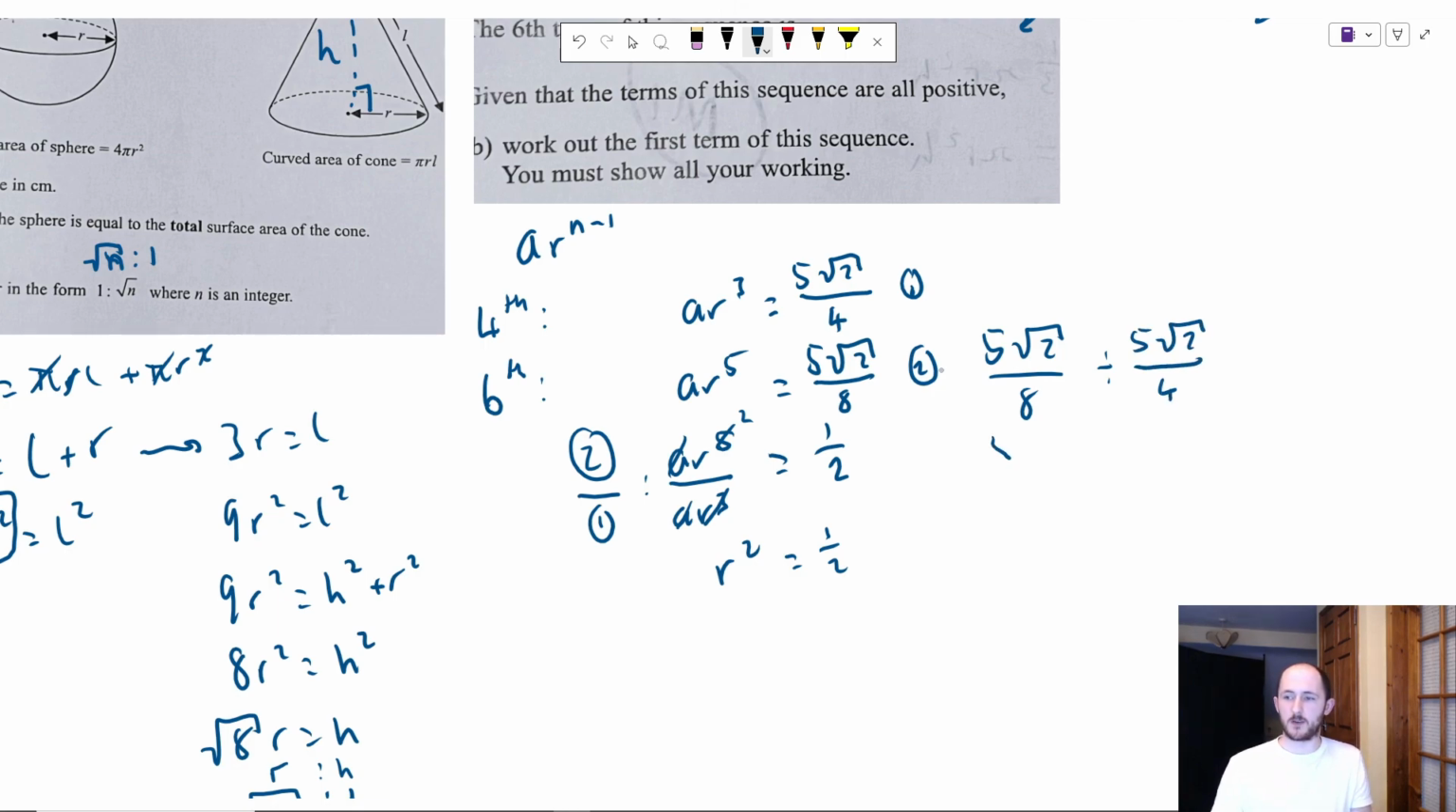Keep, flip, change. So we keep the first thing the same, change it to a times, and make this over this. Those two things completely cancel. That cancels to a 2, that's a 1, so you get a half.